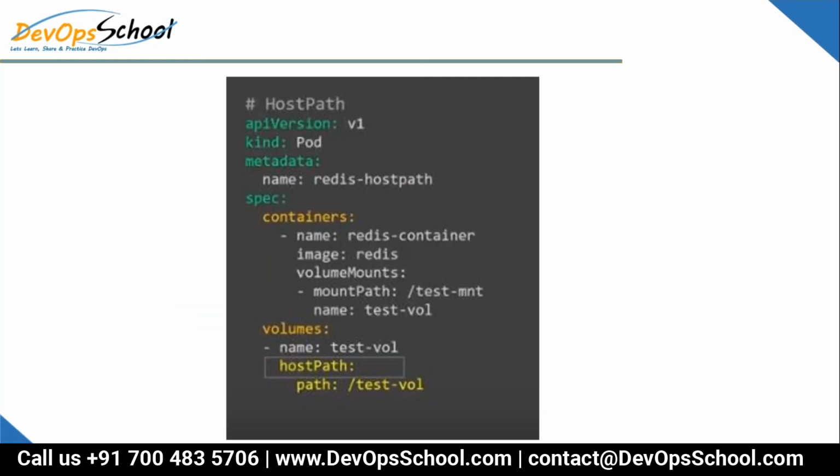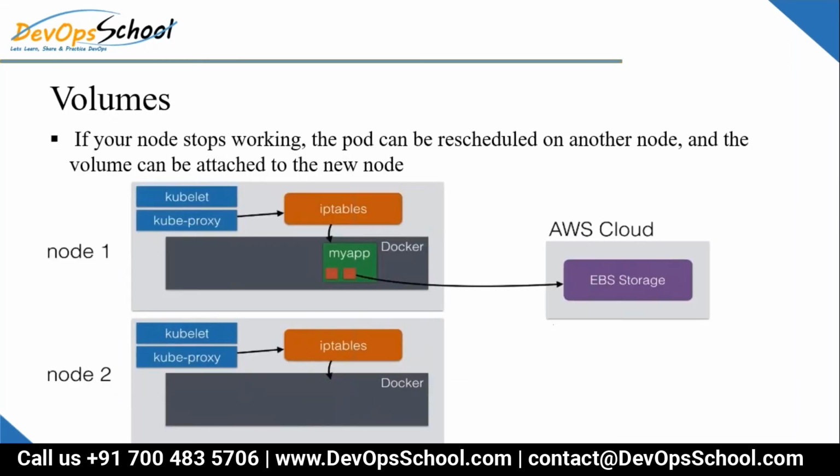See here. Look at this. In a cluster, you have two nodes, node 1 and node 2. In node 1, you have one pod running, my app pod. My app is using a volume, which is EBS storage, which is one plugin. Okay, the AWS plugin allows you to attach EBS storage to the pod.